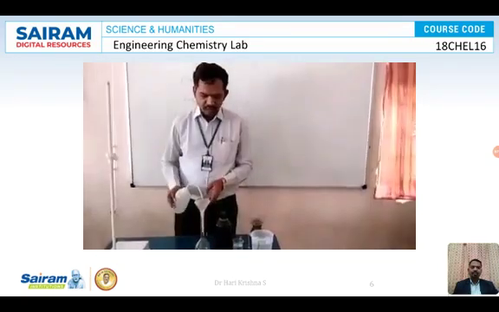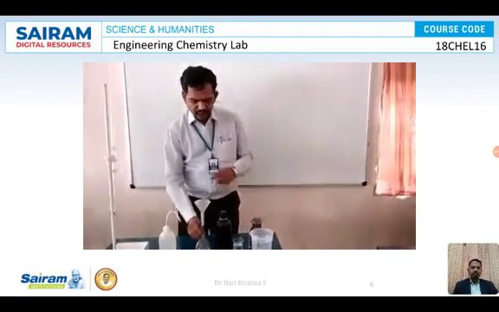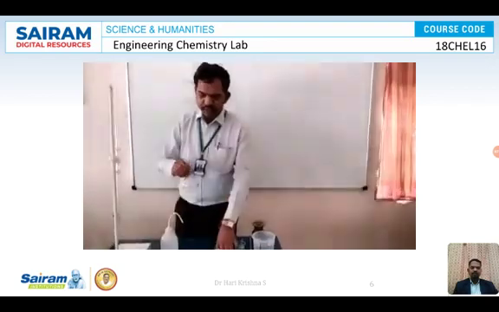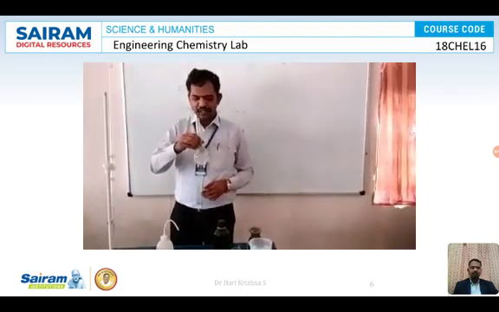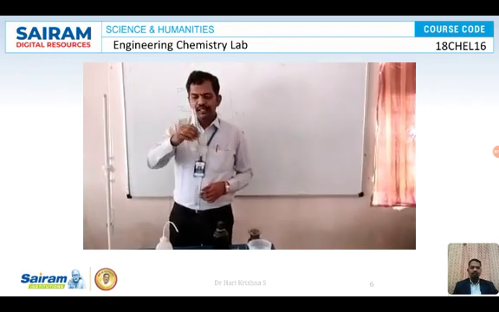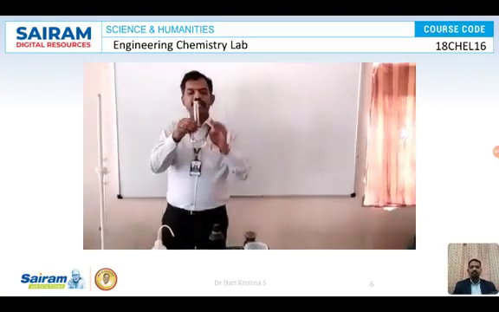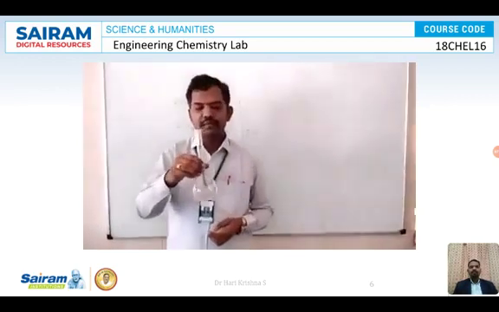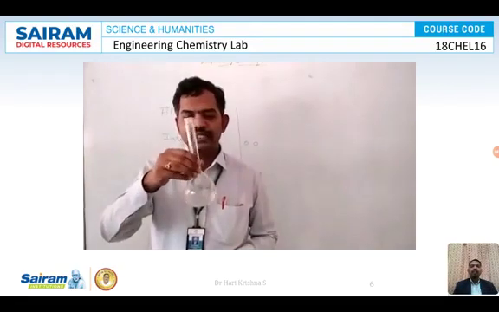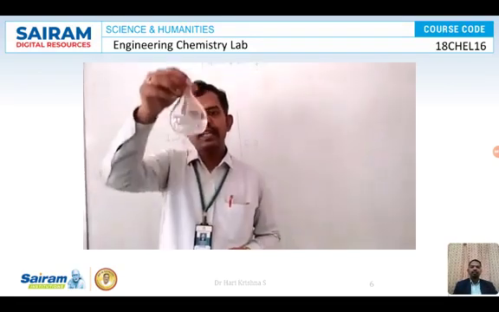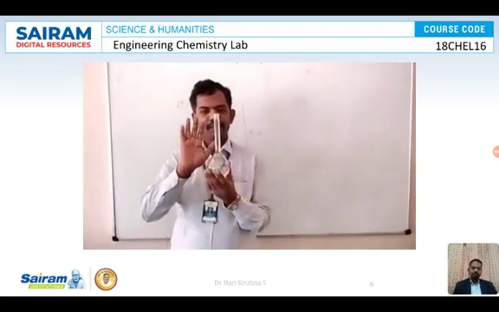Then we add a little amount of water to wash down the crystals into the volumetric flask. Once the crystals are washed down, we dissolve them by swirling the bottle so that they are completely dissolved. This is called swirling. When the crystals are completely dissolved, you can see they are dissolved. Now we are going to add distilled water up to the mark and make up the solution up to the mark.